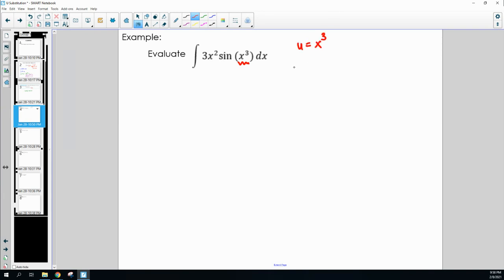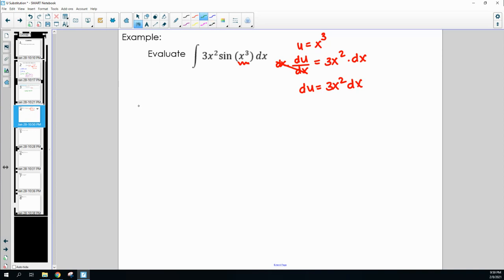My derivative of u with respect to x is going to be 3x squared. And I have a 3x squared, so I know I'm on the right track here. Get rid of the dx by multiplying it to both sides. The more we do this, I'm not going to show this step. I'm just going to go right to what du equals. du is going to be 3x squared dx.